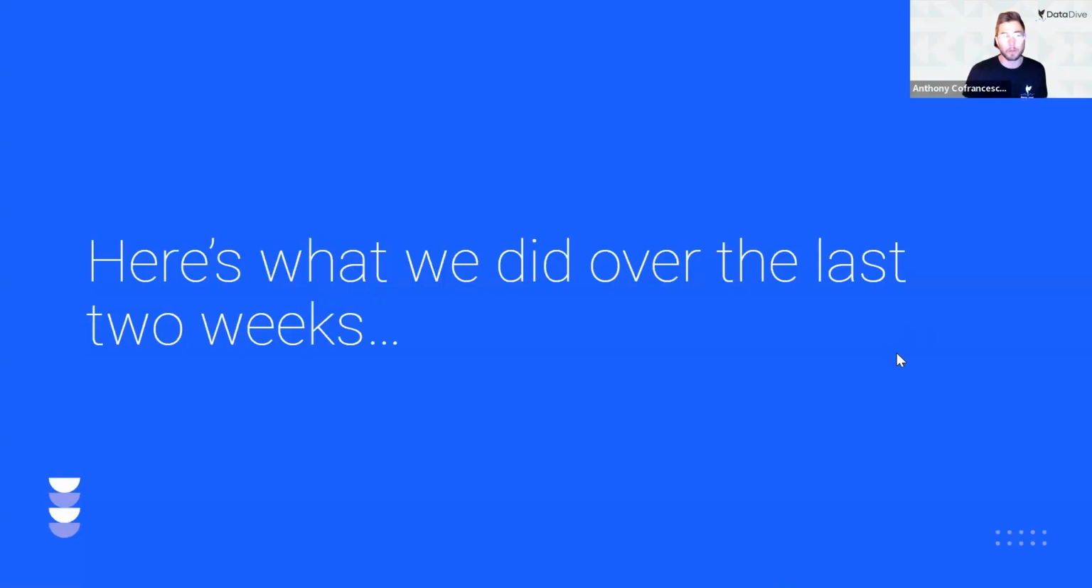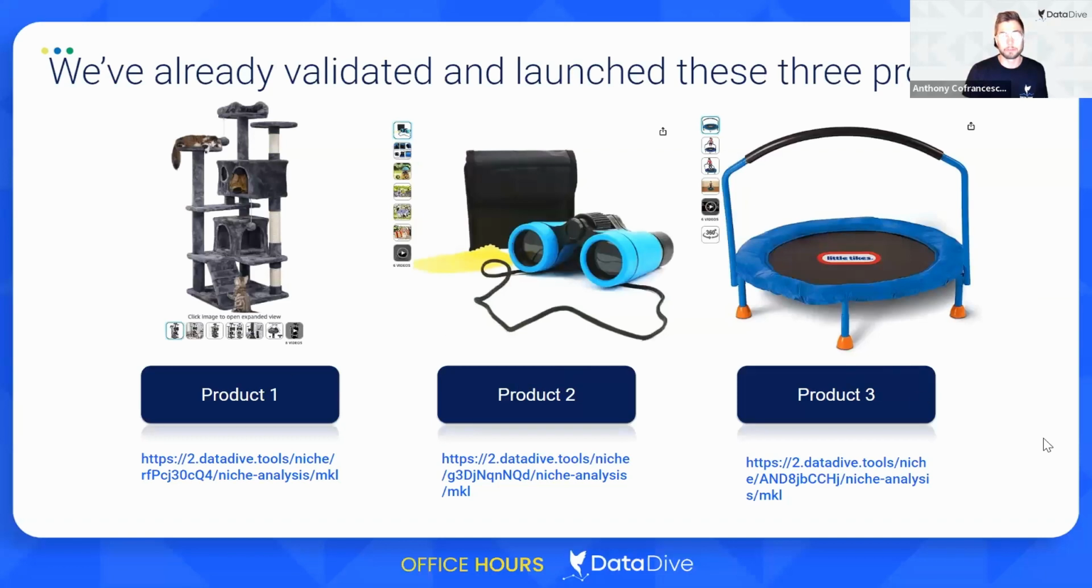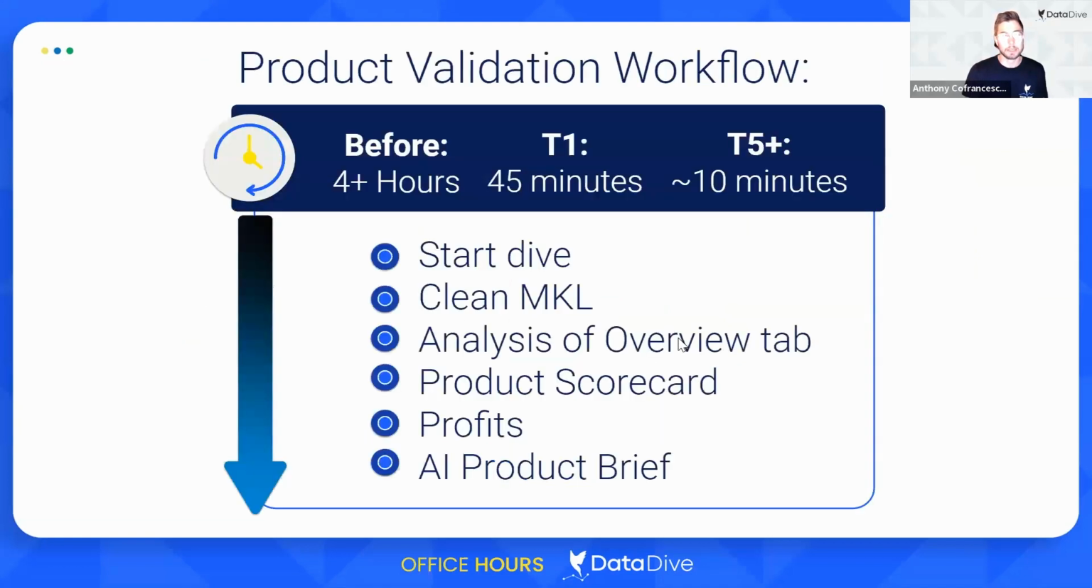So here's what we covered over the last 2 weeks. We had 3 different products. We had this cat tree, children's binoculars, and then we had this children's mini trampoline. And so in week 1, we went through this validation workflow where we started the dive, cleaned the master keyword list, did an analysis of the overview tab, and then filled out the product scorecard, filled out the profits tool, and then ran the AI product brief. Based on the information of the product scorecard and the profits tool, we decided if these products would pass validation.